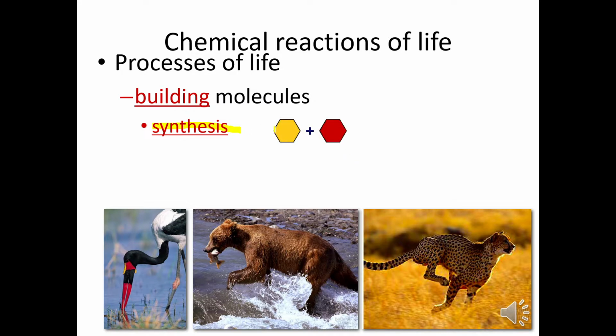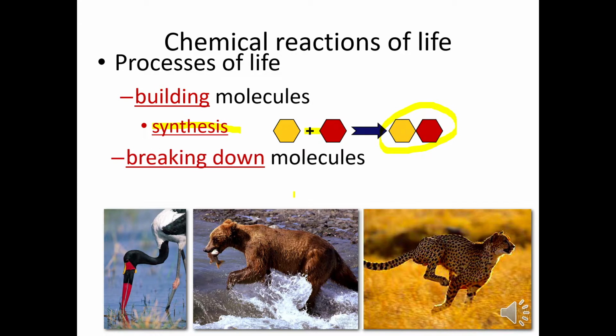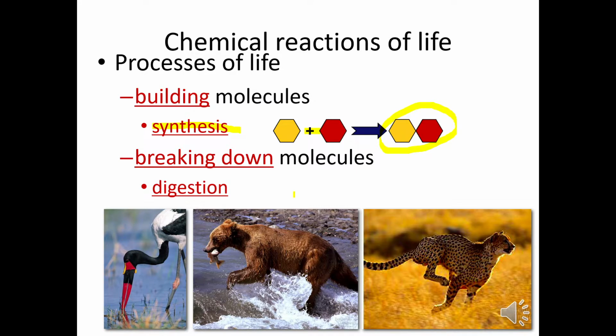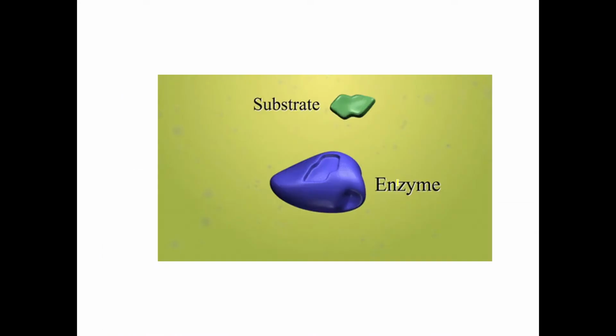So for example, if we have this yellow atom and this red atom and we're putting them together, with the help of an enzyme, we have put these two to be one complete product. Another example is the breaking down of molecules. We call this digestion. This is what happens when you break down food that you eat. So now it starts as a molecule, and with the help of an enzyme, it's broken down into two separate atoms. These are still a product, even though they're not together.